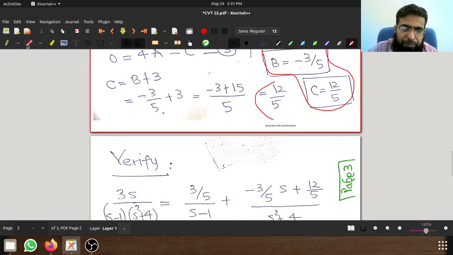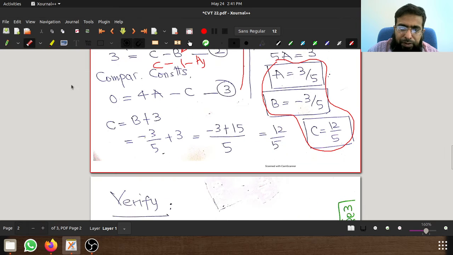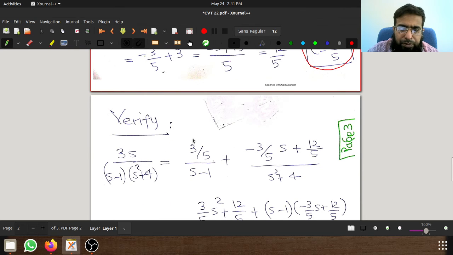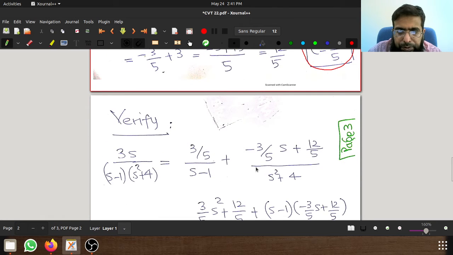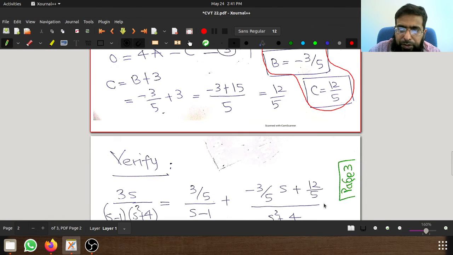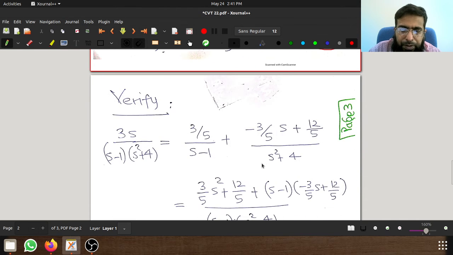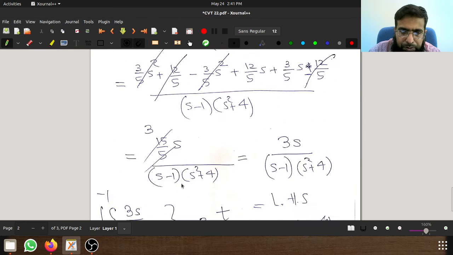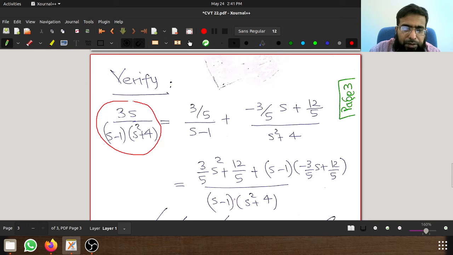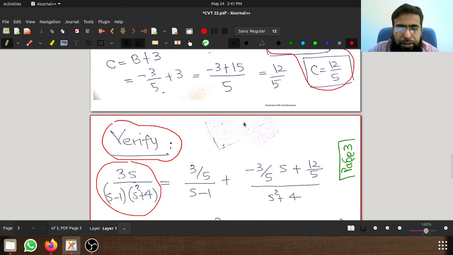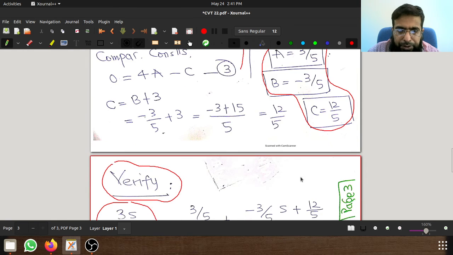Before we plug these items, we can verify that the A, B and C that we have just computed are really correct, right? So we put A is 3 by 5 here, B here, and C here. So A is 3 by 5, B is minus 3 by 5, C is 12 by 5. So we put everything we have computed, A, B and C. We plug these values here and we keep on solving until we reach 3s over (s minus 1) times (s squared plus 4), the left hand side. So we have proved right hand side to be equal to left hand side, and actually we have verified that the values of A, B and C we have just computed are really true.